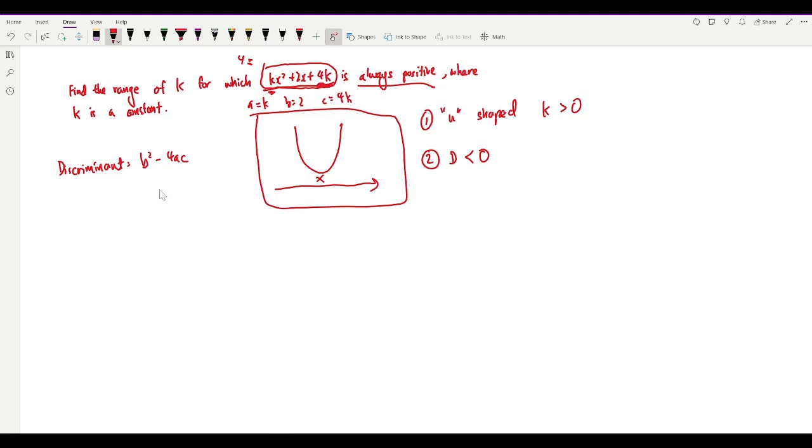So just subbing those values in, your discriminant has to be less than 0. Our b is 2, value of a is k, and c is 4k. So 4 minus 16k squared has to be less than 0.